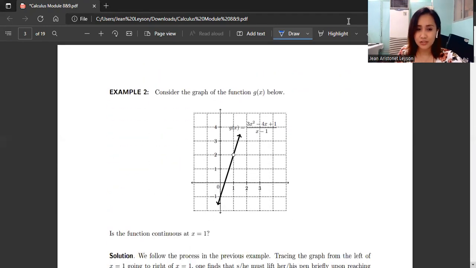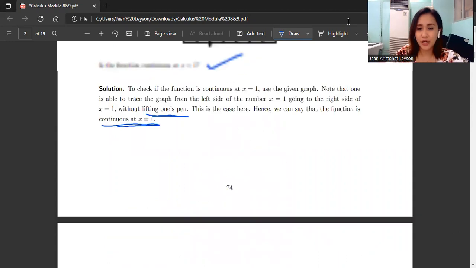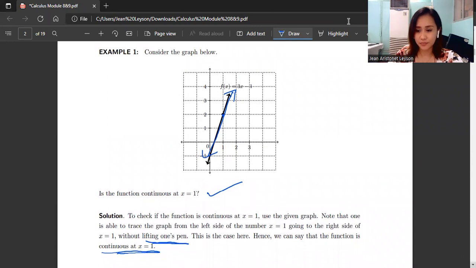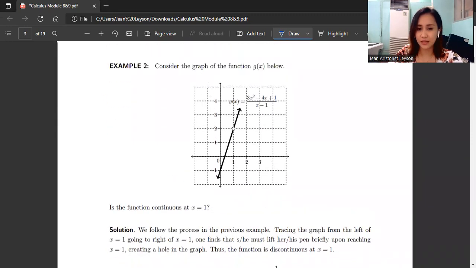So next, example 2. Consider the graph of the function g of x below. This is the graph of the function g of x is equal to 3x squared minus 4x plus 1 over x minus 1. Try to compare that with the graph earlier. As you can see here, our point is included, meaning that's shaded, while here it's not shaded at this certain point 1. So there's a certain difference.